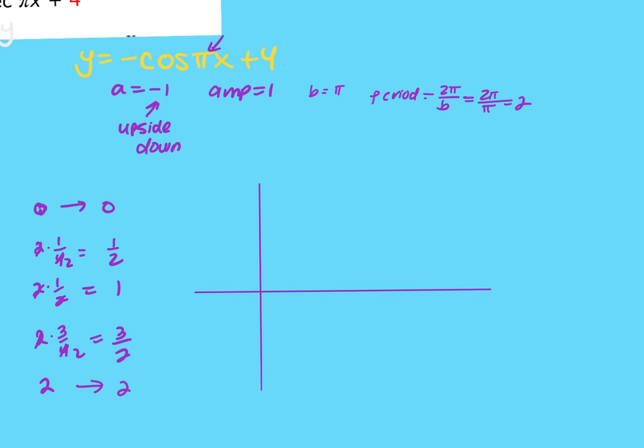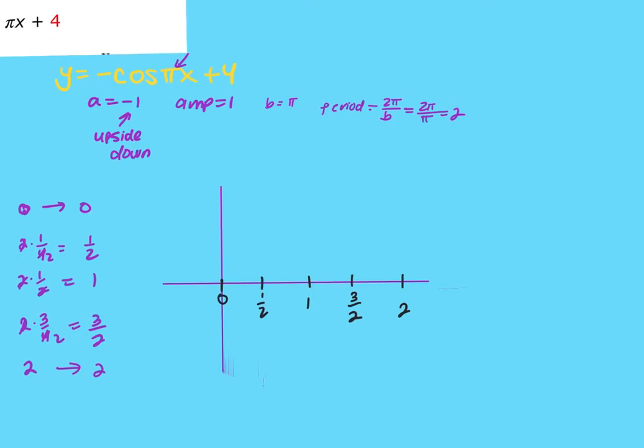So I'm going to mark 0, 1 half, 1, 3 halves, and 2. Without the vertical shift, because I'm going to do that after I find the asymptotes. Remember, if there's a vertical shift, let that be the very last thing you do.